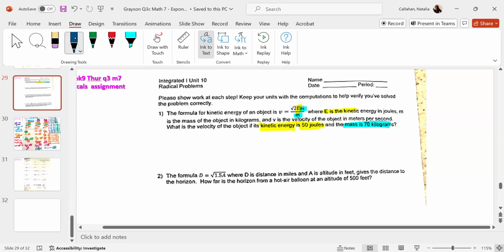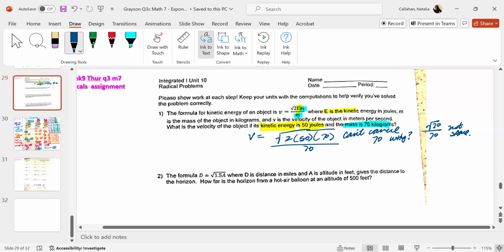You see that? So we're going to put V equals square root 2 times 50 times 70 over 70. Notice the square root is only on the numerator. You can't just cancel the 70 top and bottom because the 70 is in the square root. Do you see that? Can't cancel 70. Why? This is not the same. Do you understand? Okay.